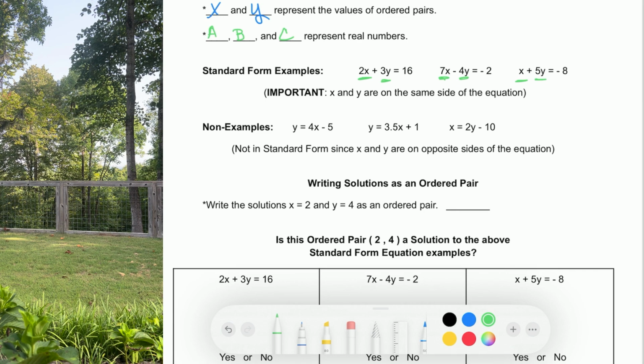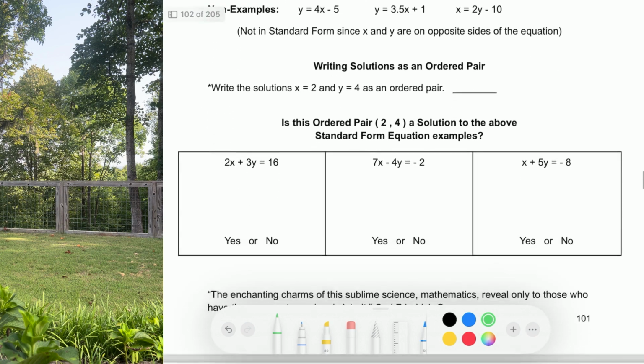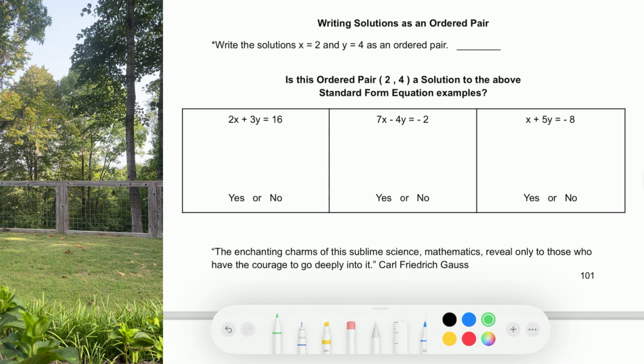Writing solutions as an ordered pair. Write the solutions x equals 2 and y equals 4 as an ordered pair. So remember, our ordered pair has x comma y. The x is always listed first. So if our x is 2, I'm going to say 2. If our y is 4, I'm going to put the 4 here, and that is our ordered pair.